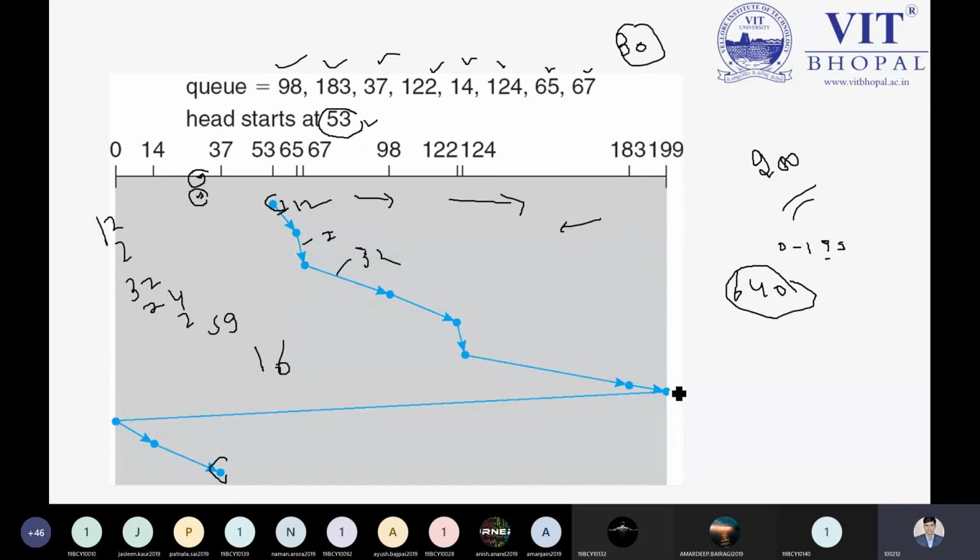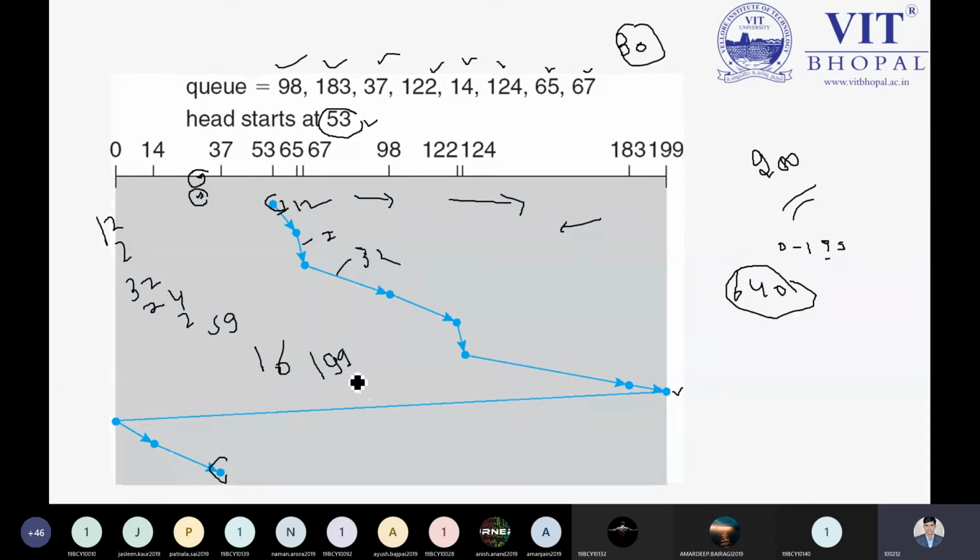you are touching this point, because this is also a scannable part. So 183 to 199 we have to do. So 16 will come over here, and then 199 to 0 we are coming. So definitely total head movement will take around 199 more time as well.